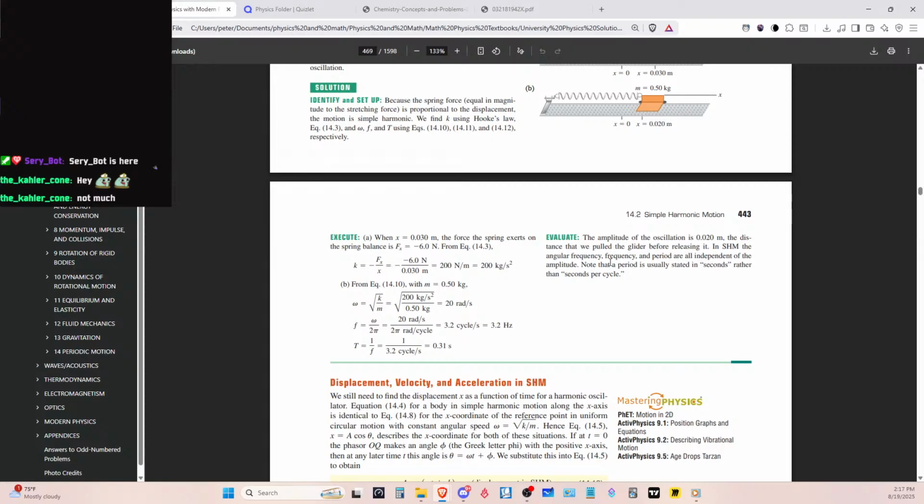Okay, here we go. Let's see what this says. The amplitude of oscillation is the displacement that we pulled the glider before releasing it. In simple harmonic motion, the angular frequency, the frequency, and the period are all independent of the amplitude. Note that a period is usually stated in seconds rather than seconds per cycle.